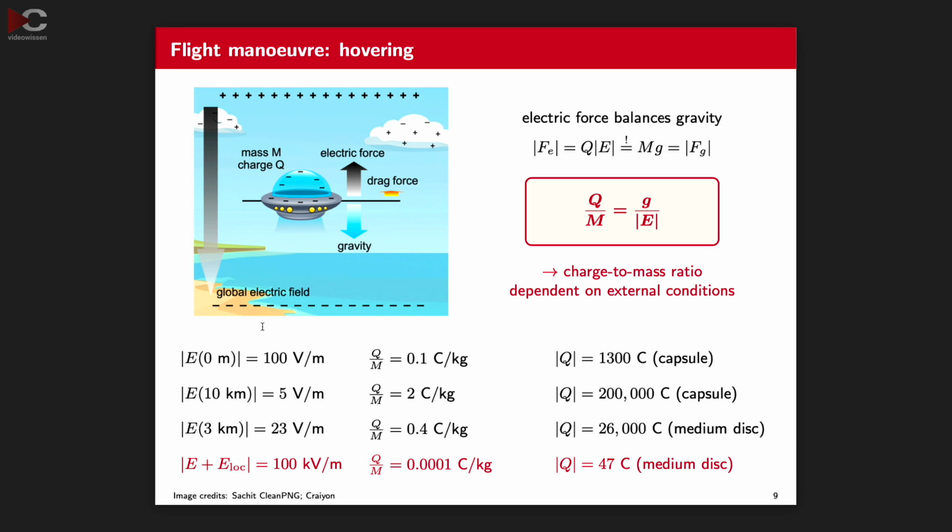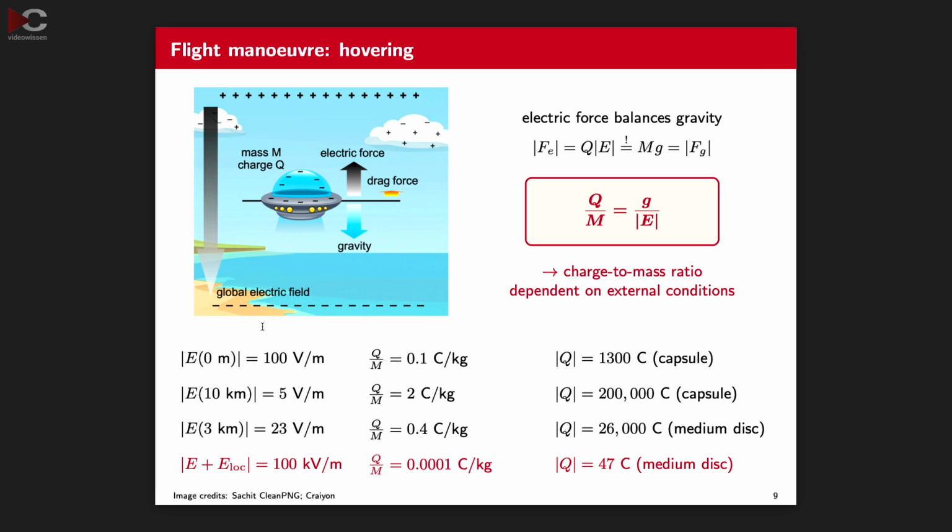Is this a lot or not? Take for comparison that a lightning bolt in a thunderstorm can have about 10 coulomb. So actually this charge is quite a lot. And if we now go to higher altitudes, for instance 10 kilometers, which is the altitude where planes usually fly, then we have a reduced electric field of 5 volts per meter, meaning the Q over M ratio increases and the charge that we need to put on our UFO to make it hover increases even more. So this seems to be very challenging.